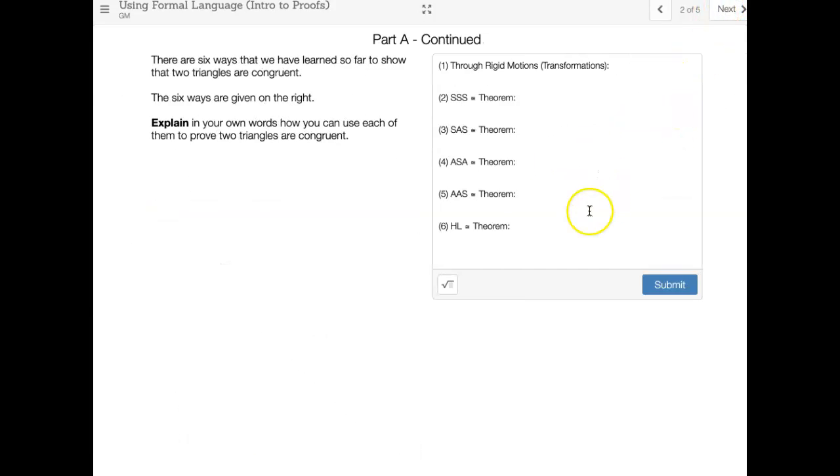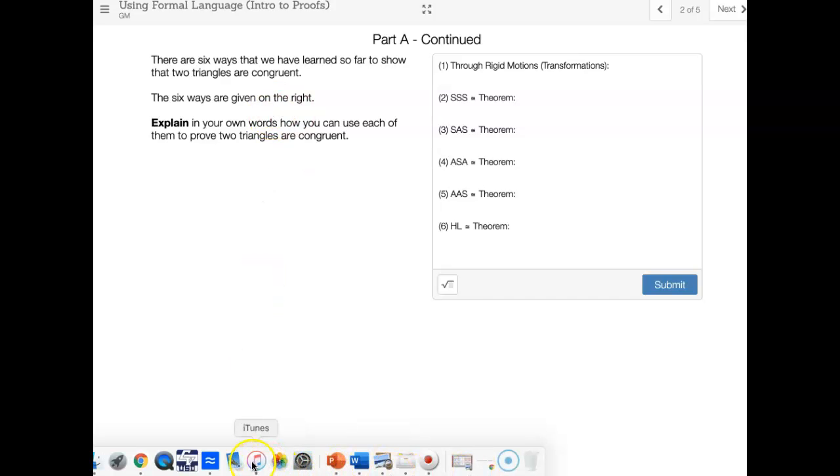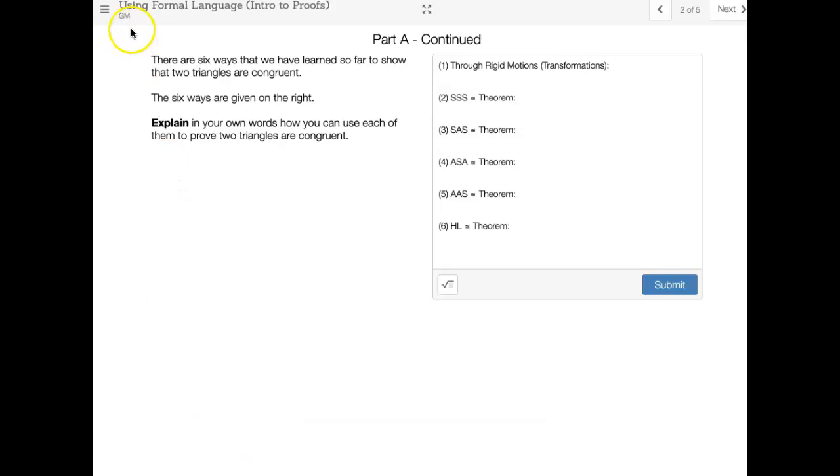So see here in slide number 2 we have, one sec actually, plug in here. So there are 6 ways that we have learned so far to show that 2 triangles are congruent. The 6 ways are given on the right. Explain in your own words how you can use each of them to prove 2 triangles are congruent.